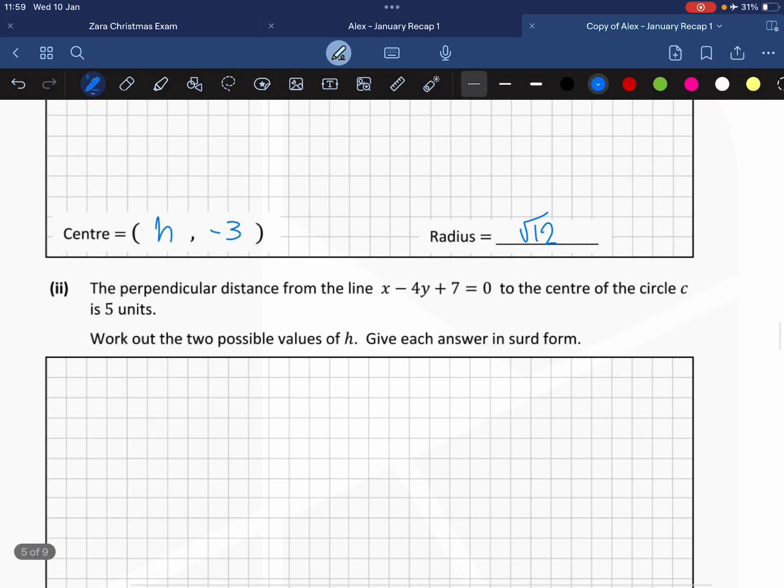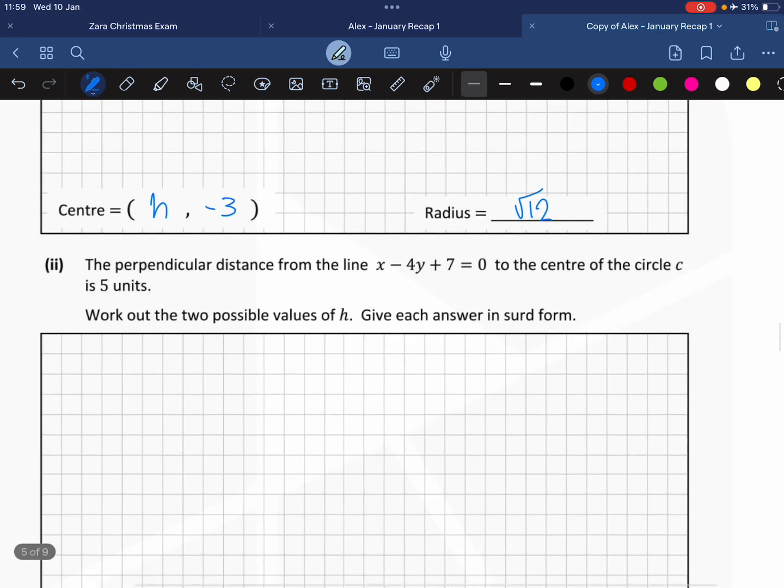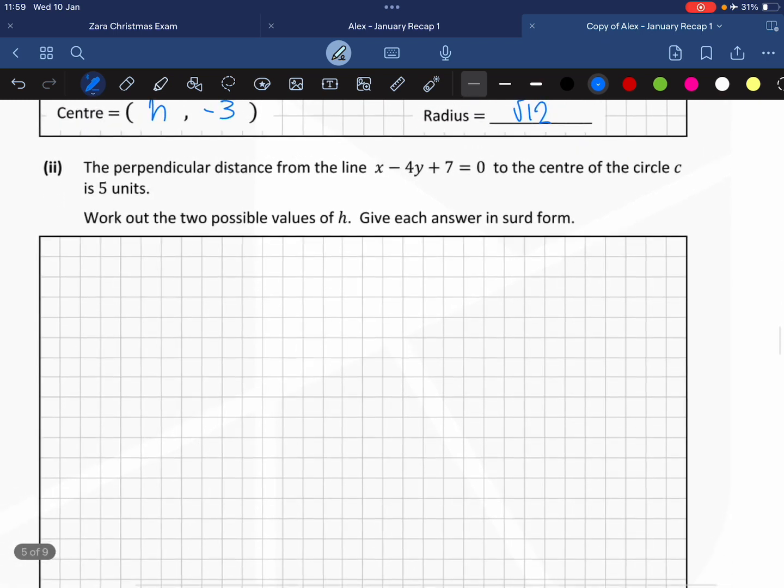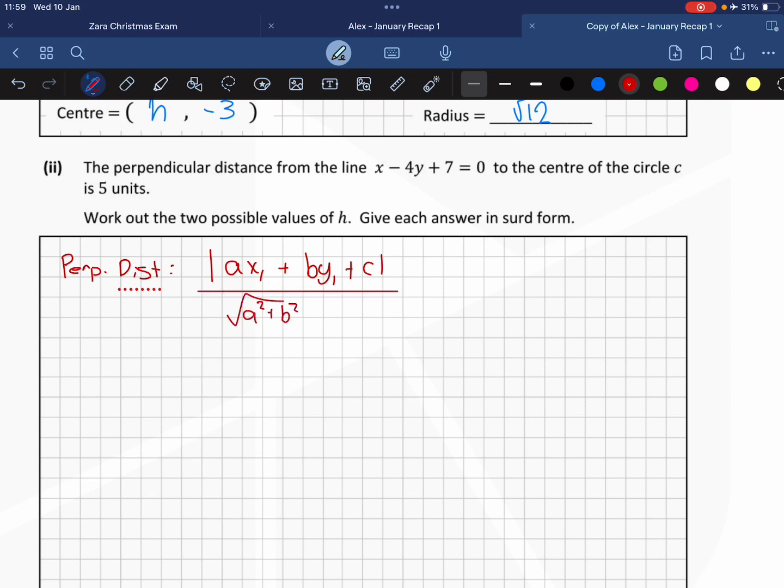Now part 2. The perpendicular distance from the line x minus 4y plus 7 is equal to 0 to the center of the circle C is 5 units. Work out 2 possible values of h. So perpendicular distance, we're going to need that formula. So this is going to be the absolute value of ax1 plus by1 plus c all over the square root of a squared plus b squared. And we know that this thing is equal to 5 units.